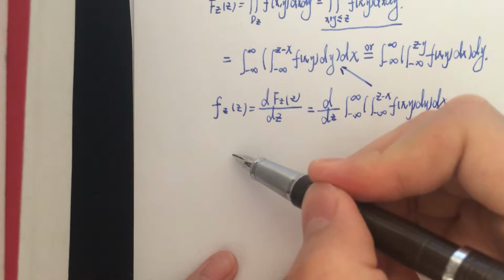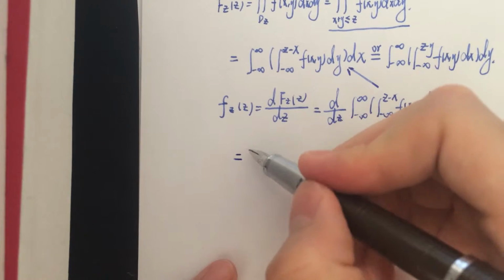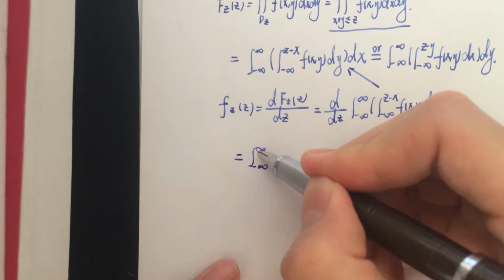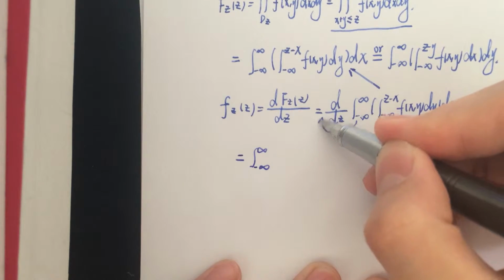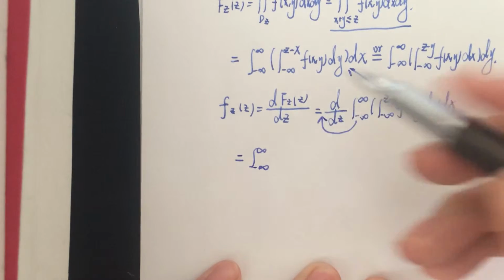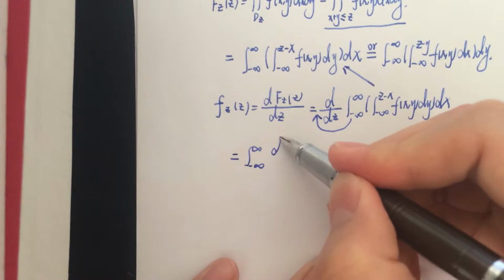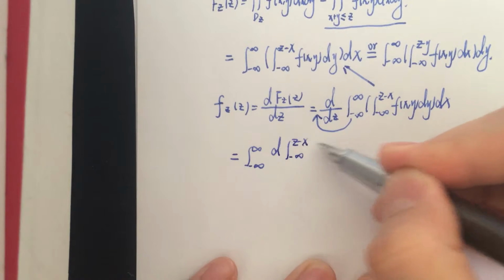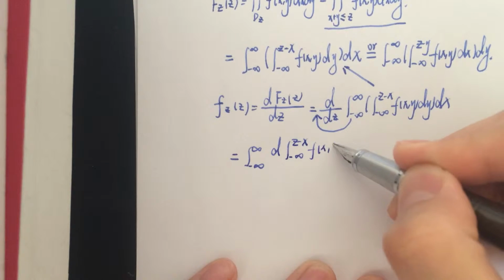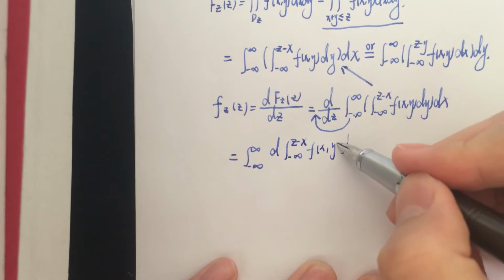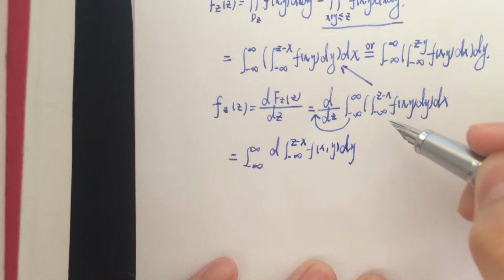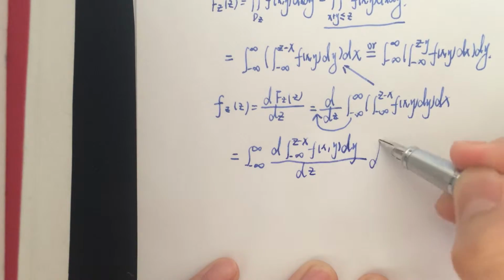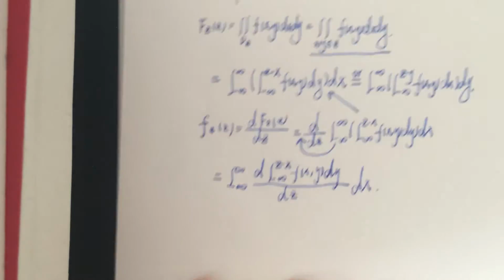So this will equal minus infinity to infinity, just move this one to here, d over dz of the integral from minus infinity to z minus x of f(x,y) dy, dx.